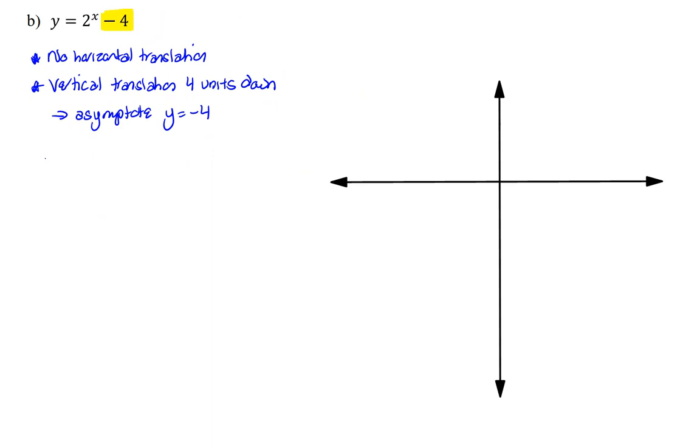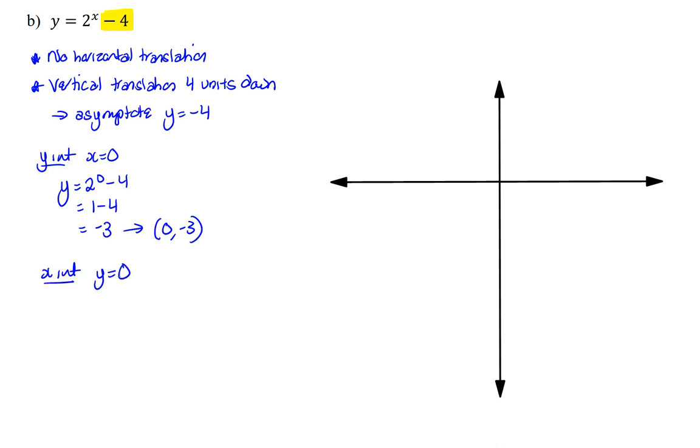Our axial intercepts. The y-intercept is when x equals 0. So I have y equals 2 to the 0 minus 4. 1 minus 4 is -3. So 0, -3.